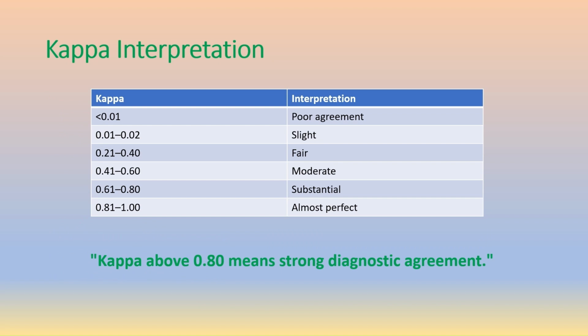Kappa interpretation. Less than 0.01 is poor agreement, 0.01 to 0.20 is slight agreement, 0.21 to 0.4 fair agreement, 0.41 to 0.6 moderate agreement, 0.61 to 0.8 substantial agreement, and 0.8 and above almost perfect agreement. Kappa above 0.8 means a strong diagnostic agreement.